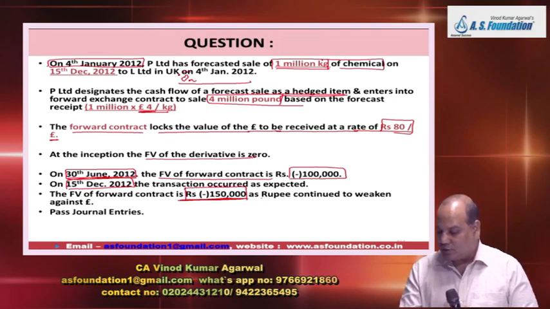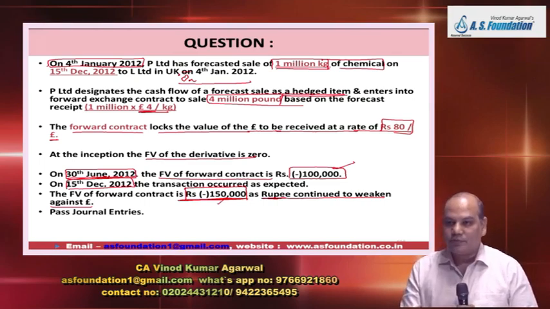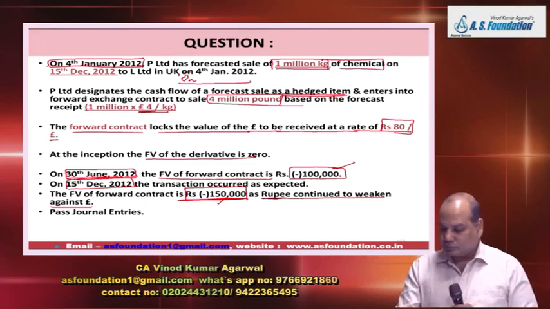Exchange rate is declining against rupee as rupee continued to weaken against the pound. So first you will pass an entry for loss of 1 lakh here. Again you will pass an entry for loss of 50,000 here. And then you will pay that 1,50,000 difference. Is it right? Pass journal entries.